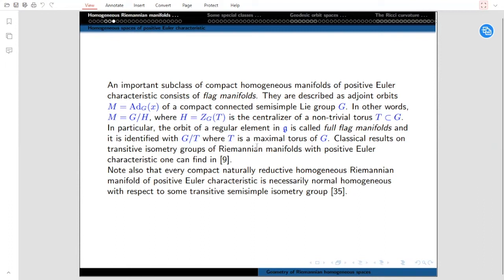Classical results on transitive isometry groups of Riemannian manifolds with positive Euler characteristic could be found in various books, for example, in this one. Note also that every compact naturally reductive homogeneous Riemannian manifold of positive Euler characteristic is necessarily normal homogeneous with respect to some transitive semi-simple isometry group. We will discuss it a little later.